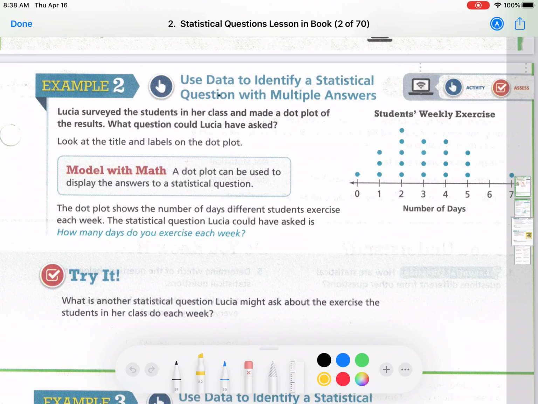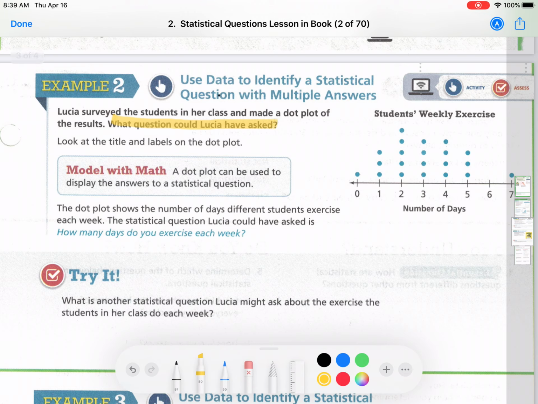Example 2 for statistical questions is about using data to identify a statistical question with multiple answers. So example 2 reads, Lucia surveyed the students in her class and made a dot plot of the results. What question could Lucia have asked? So we need to figure out what question could Lucia have asked.